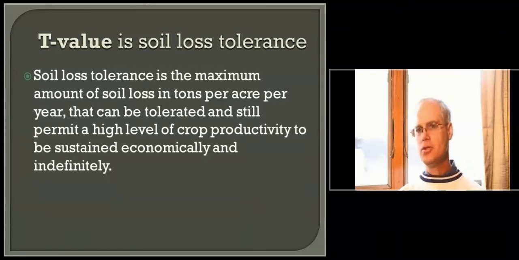So those two values together tell you a lot about your farm. If it has a high K value, it tells you you're going to have to manage it to control erosion. If it has a low K value, it means erosion is not as critical. If it has a high T value, it means you can tolerate a little bit more. If it has a low T value, again, you're going to have to be very careful with it.